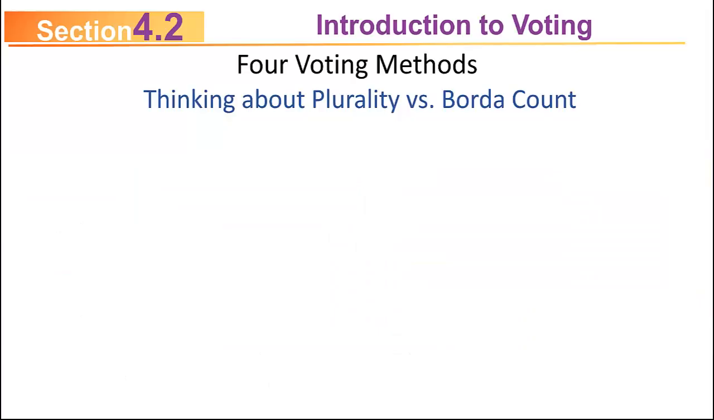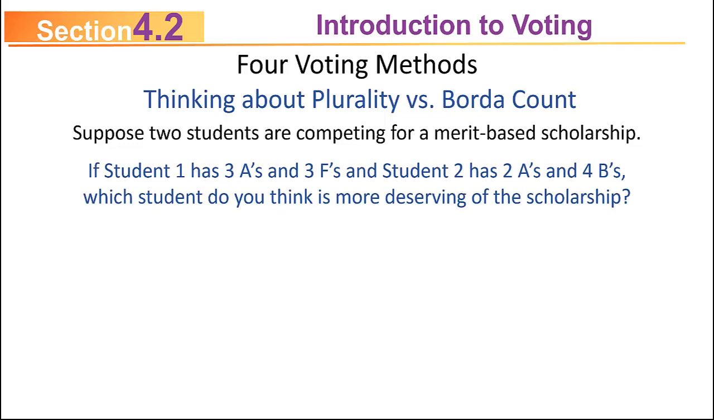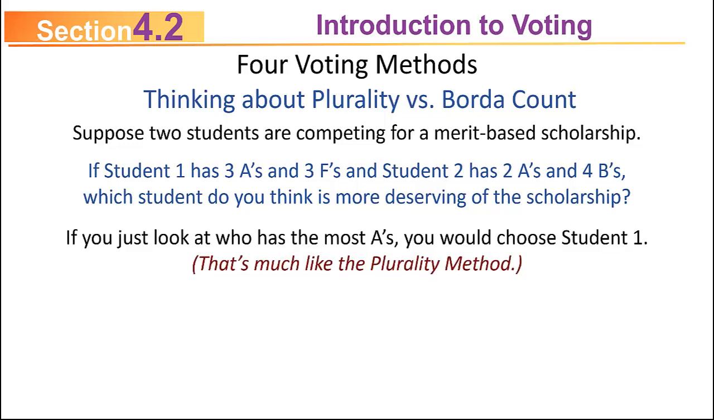Before we move on to a third voting method, I want to take some time to think about the plurality versus the Borda Count in a particular way of thinking. Suppose 2 students are competing for a merit-based scholarship. If student 1 has 3 A's and 3 F's and student 2 has 2 A's and 4 B's, which student do you think is more deserving of the scholarship? Think about that for a minute. Which student, if you had to pick one of those 2 to give the scholarship to, which do you think you would choose? Interesting question.